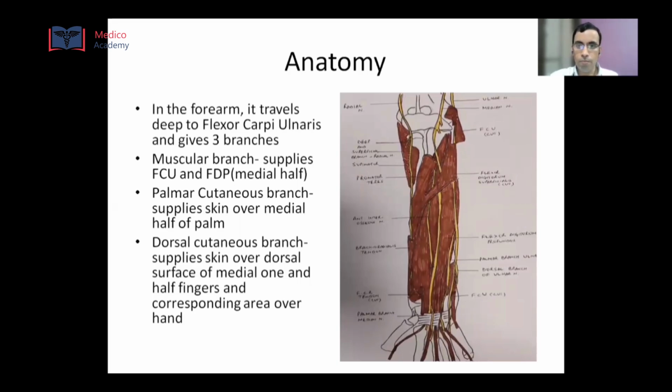In the forearm, the ulnar nerve travels deep to flexor carpi ulnaris and gives 3 branches. The muscular branch supplies the flexor carpi ulnaris and flexor digitorum profundus muscle. The palmar cutaneous branch supplies the skin over the medial half of the palm, while the dorsal cutaneous branch supplies the skin over the dorsal surface of medial 1.5 fingers and the corresponding area over the hand.